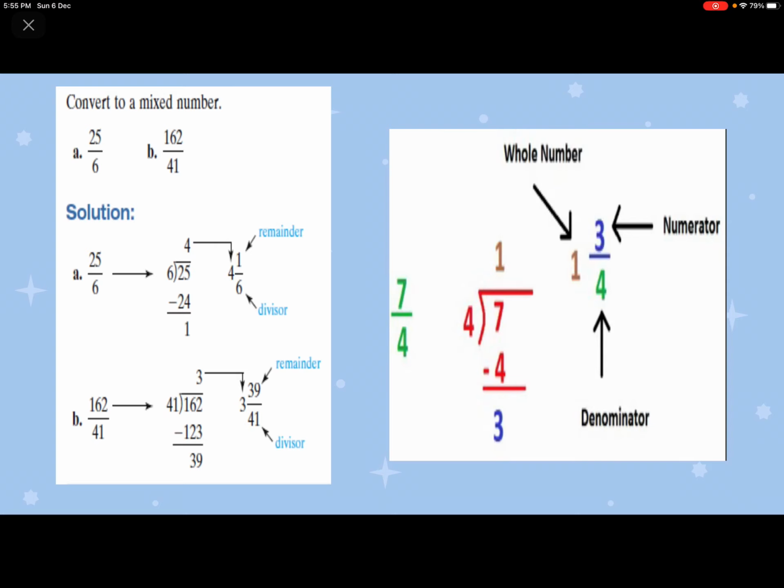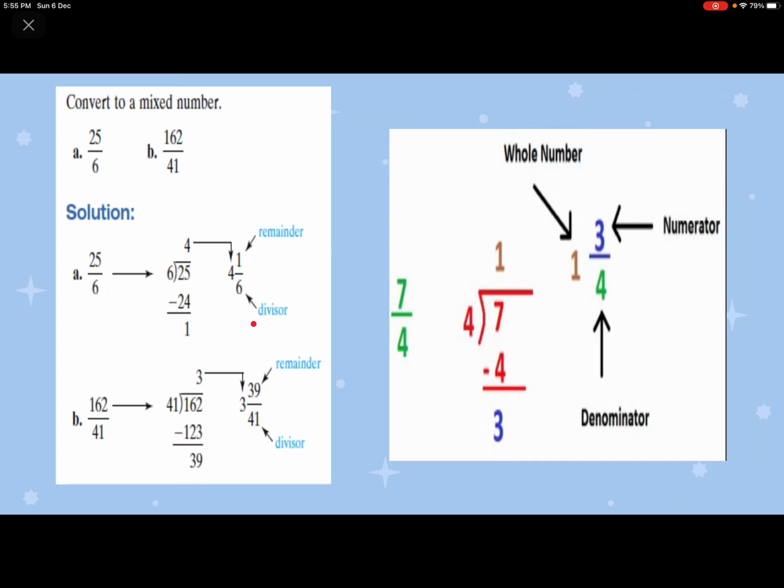Right? Certain more examples. 7 upon 4, 4 1s are 4, 3 remainder, so 3 will become the numerator, and the divisor, by which we divide, will become the denominator. 3 upon 4 will be the proper fraction and the quotient is my whole number. 25 upon 6, 6 4s are 24. So 4, this is my proper fraction, this is my numerator, the divisor is my denominator.